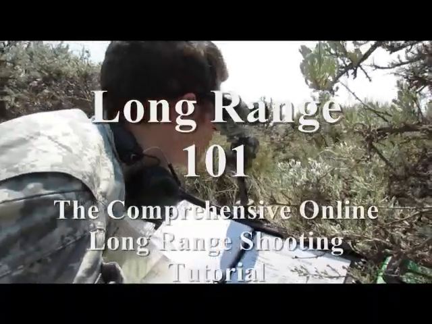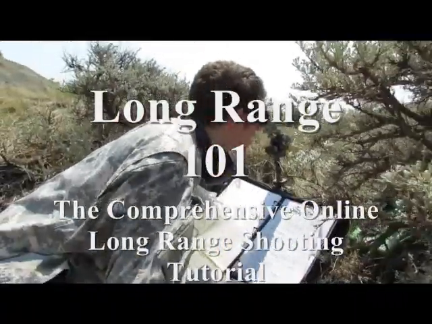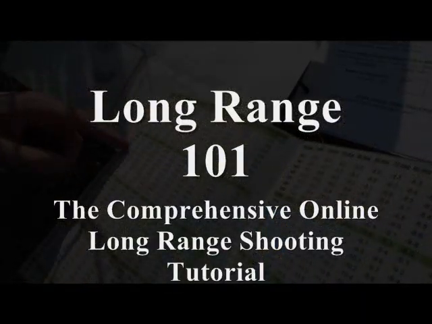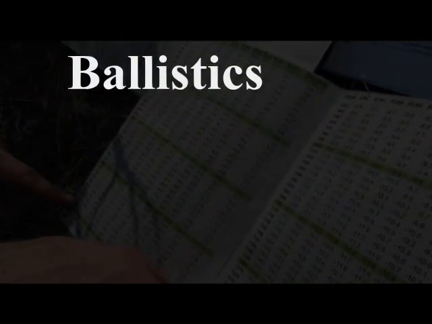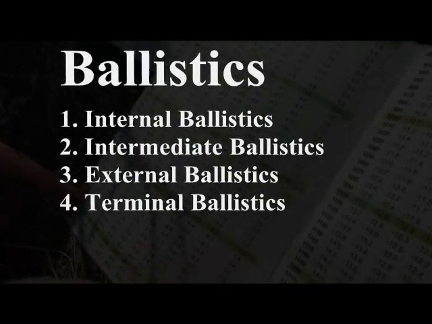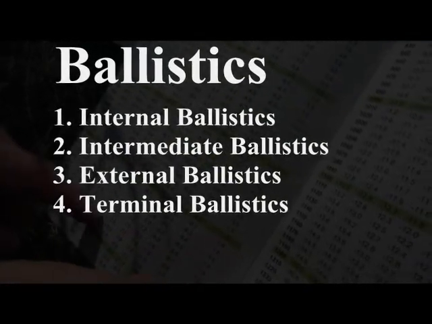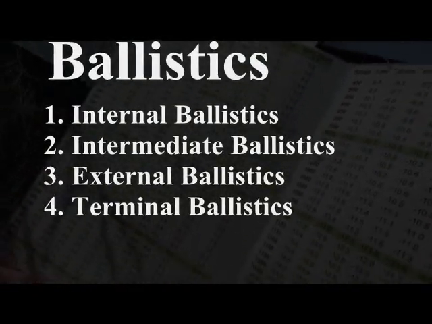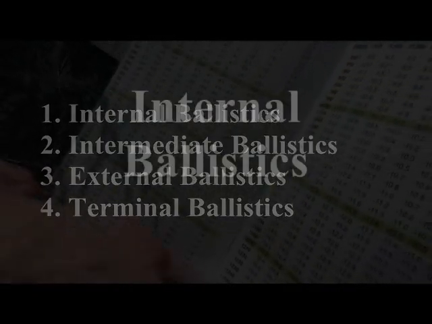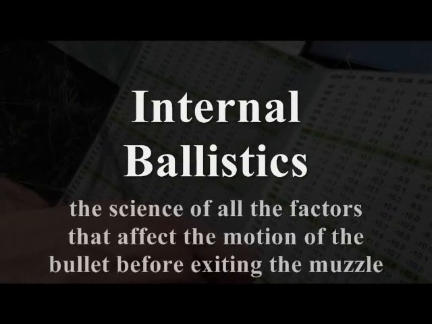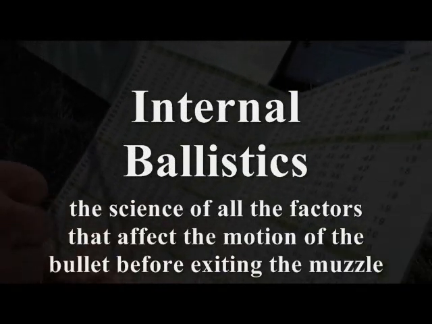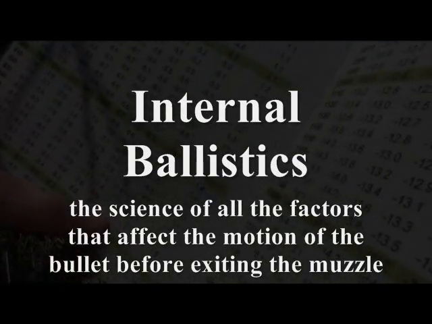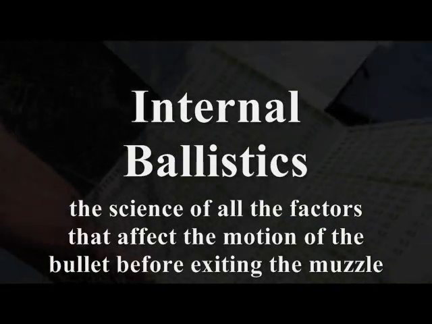Okay, we're finally ready to start getting into some ballistics here. So to break it down, there are 4 main categories in ballistics. We have internal ballistics, intermediate ballistics, external ballistics, and terminal ballistics. Basically, internal ballistics is the science of all the various factors that affect the motion of a projectile before it exits the muzzle. So that's stuff going on inside the gun, okay, before the bullet exits.